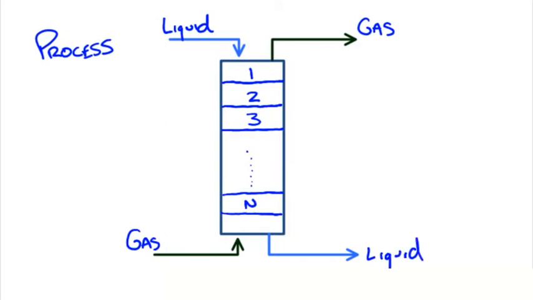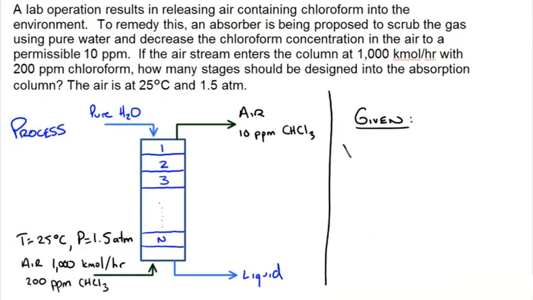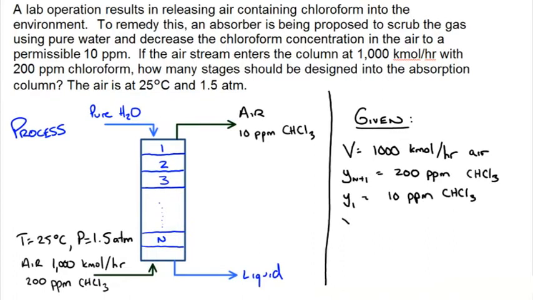Let me fill in some details that we know. We're given a vapor flow rate of 1,000 kmols an hour. We're given an inlet concentration of 200 parts per million, which is a mole ratio, but since we're working with really dilute solutions, we could write it as a mole fraction. So our mole fraction of chloroform entering is 200 parts per million. So for every million parts of air, we have 200 parts of our chloroform. We're also told the concentration leaving needs to be 10 parts per million. Since we're using pure water, we know the concentration of chloroform coming in with the water stream is 0, and that's all we are given.